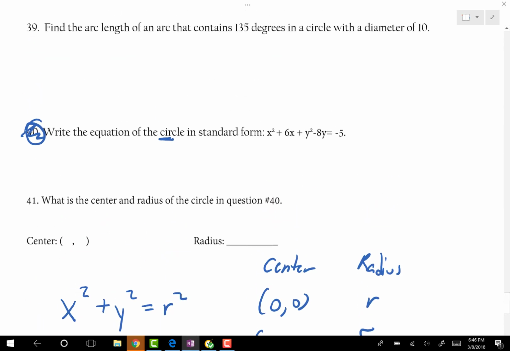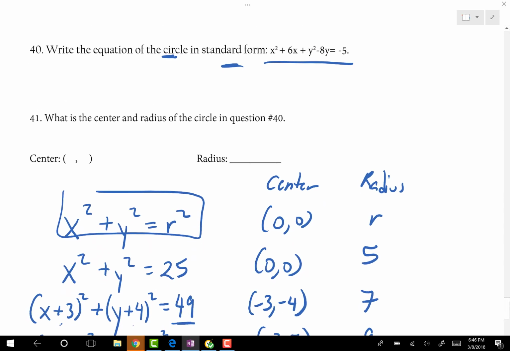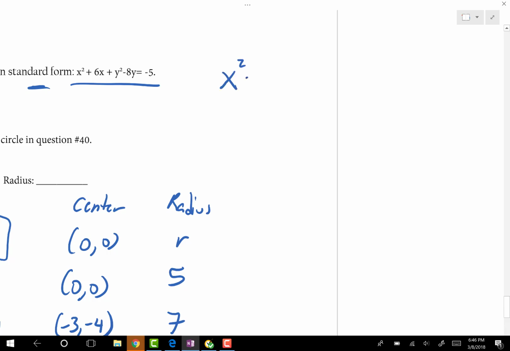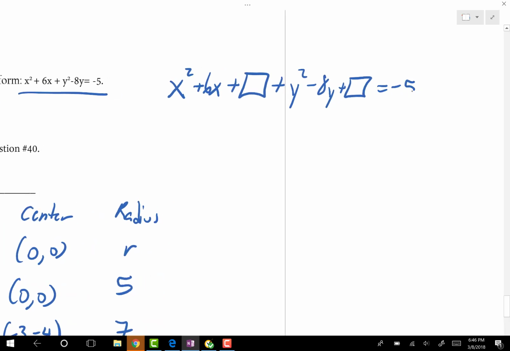And then for number 40 here, we're asked for the center and radius, but it's not in what they call standard form. So this is standard form like we've been writing it here. So to get it in standard form, we need to complete these squares. So remember, we wrote the x squared plus 6x, and we left a little space to add a perfect square. And then we had the y squared minus 8y, and we left a space. And then it equals negative 5.